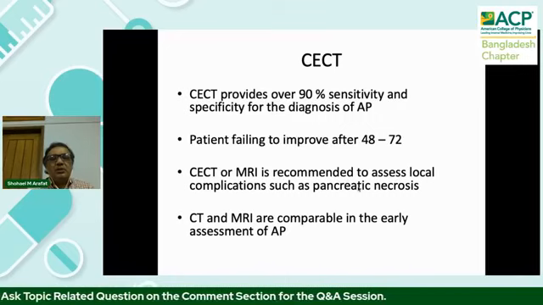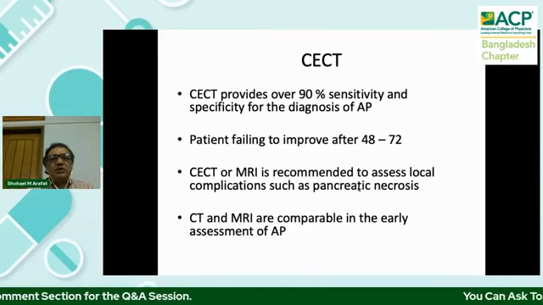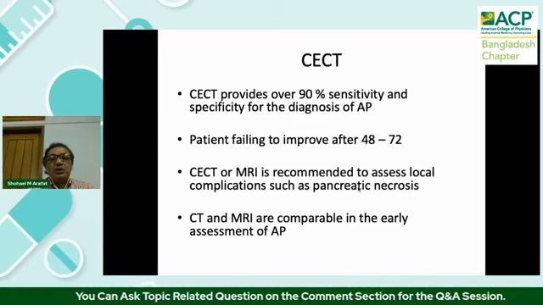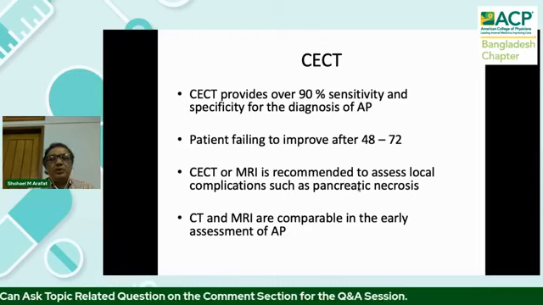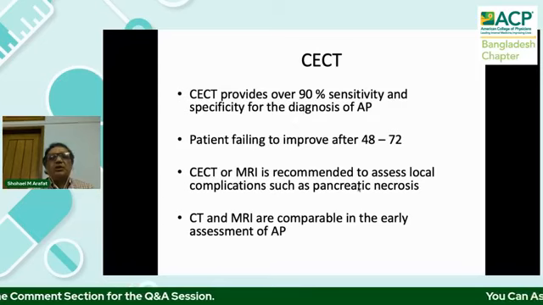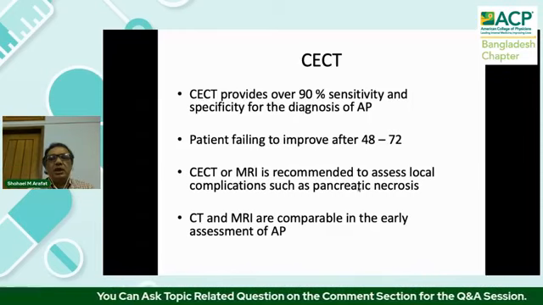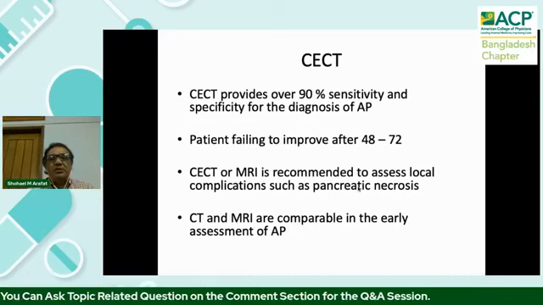Then, in imaging, we should go for a CT scan. If you ask why CT: CT is 90% sensitive and specific in the diagnosis of acute pancreatitis, and for patients failing to improve. But we have to keep in mind that it is not a routine investigation. The CT scan should not be done within the first 2 days, because that will not give any direction for our management plan.